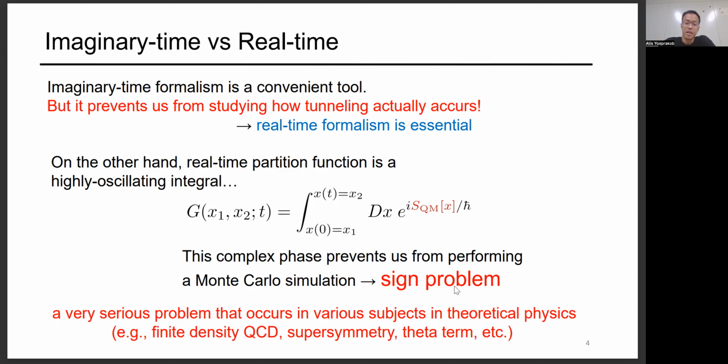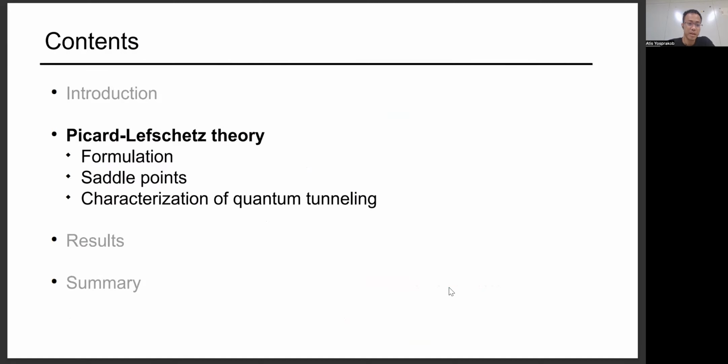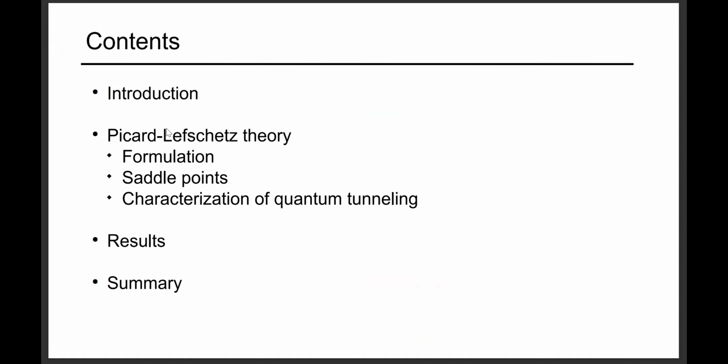So yeah, this sign problem is actually a very common problem when we try to study many interesting systems in theoretical physics. For example, quantum chromodynamics with finite fermion density, or supersymmetry, or gauge theory with the theta term, and so on. So this is a common numerical problem, and there are many ways to solve this. But today I will focus on how this work uses the Picard-Lefschetz theory.